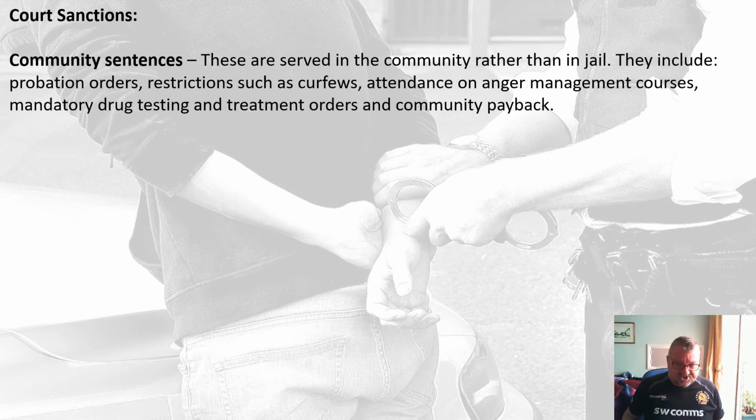So, as well as a custodial sentence, a court can impose a community sentence. And that's when the perpetrator serves their sentence in the community rather than in prison or jail. That could be probation orders, taggings, restrictions, curfews, attendance at anger management courses, mandatory drug testing, drug treatment orders, community payback. All those things are served in the community. The person doesn't go to prison. So you've got a custodial sentence, then you've got a community sentence. That's 2 of the 4.